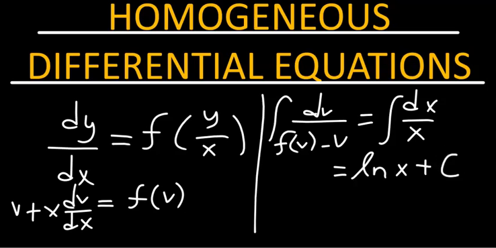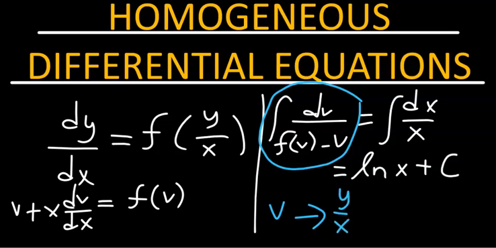And finally, after the integral on the left has been evaluated, the required solution is obtained by replacing v by y over x. Now let's look at a few specific examples.